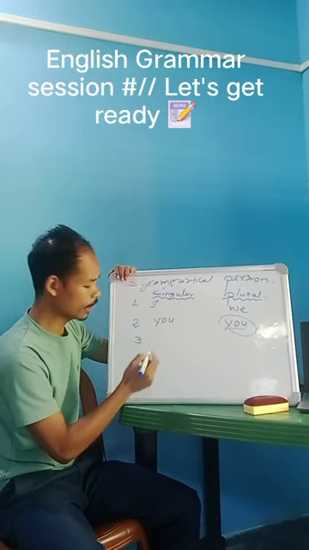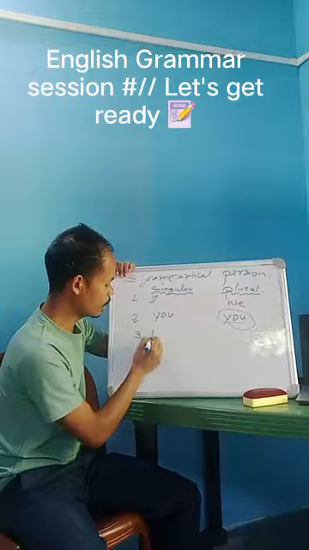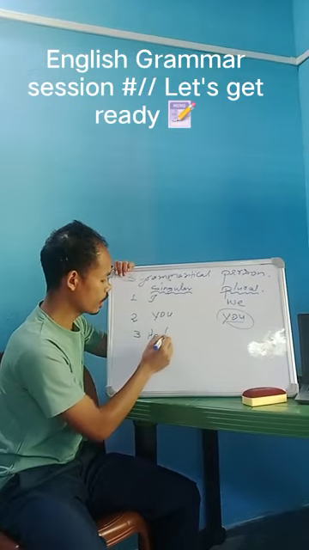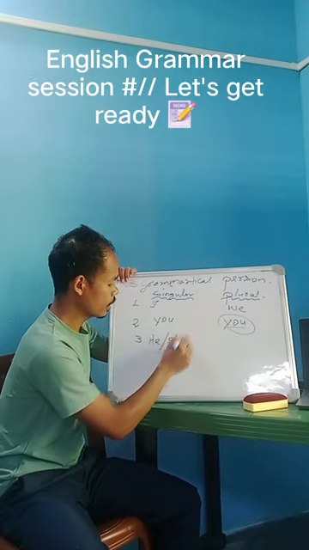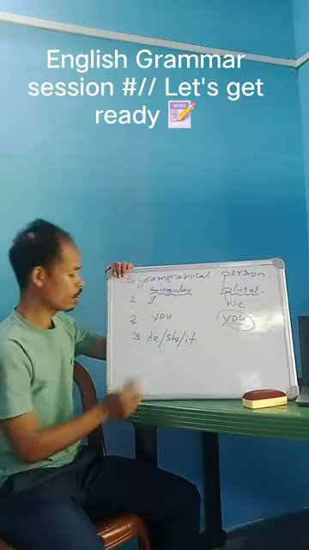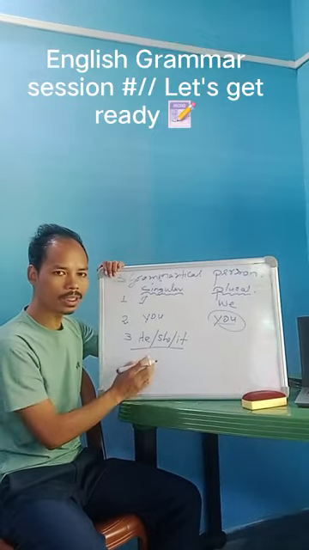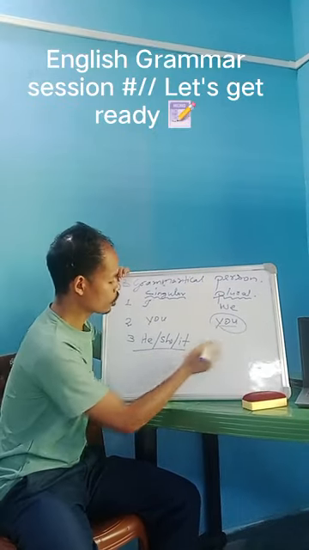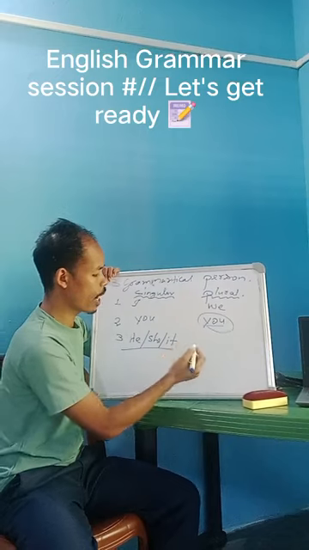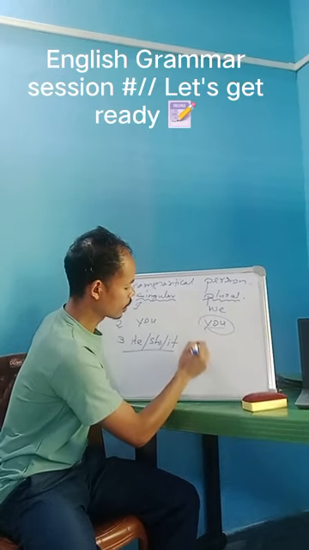Okay, so what are they? He, then she, then what? It. Okay, these things are singular, third person singular. Okay, so the plural of third person, what are they?